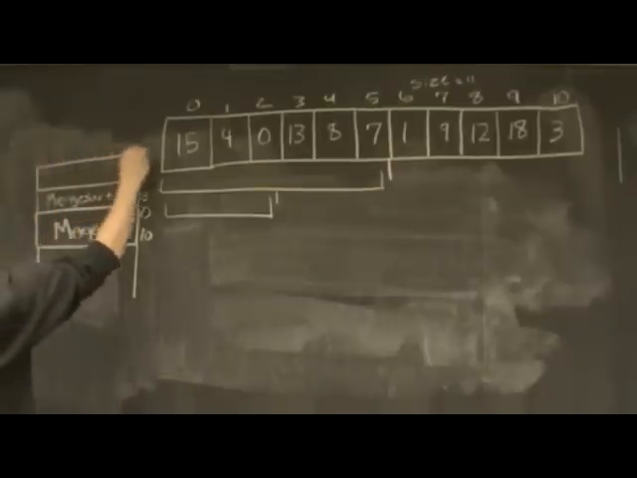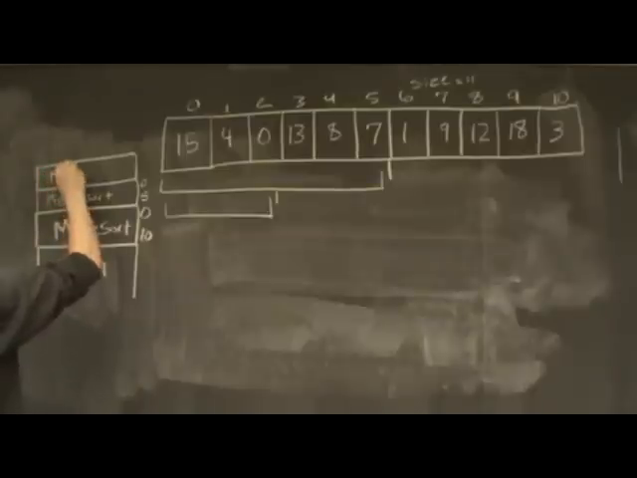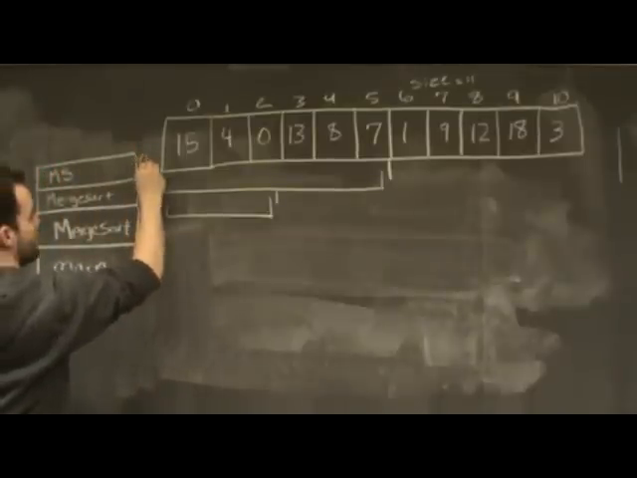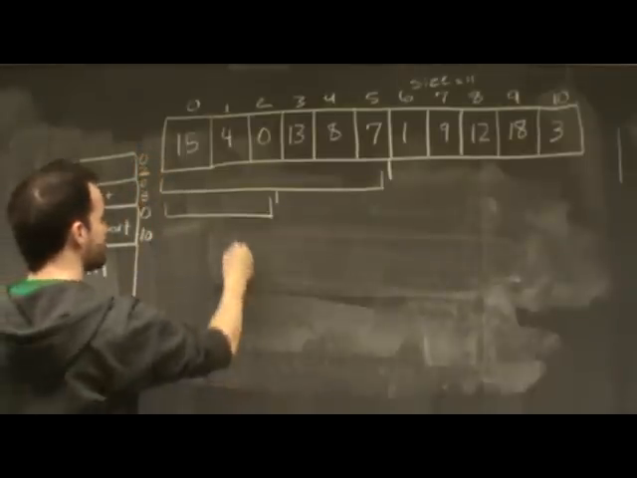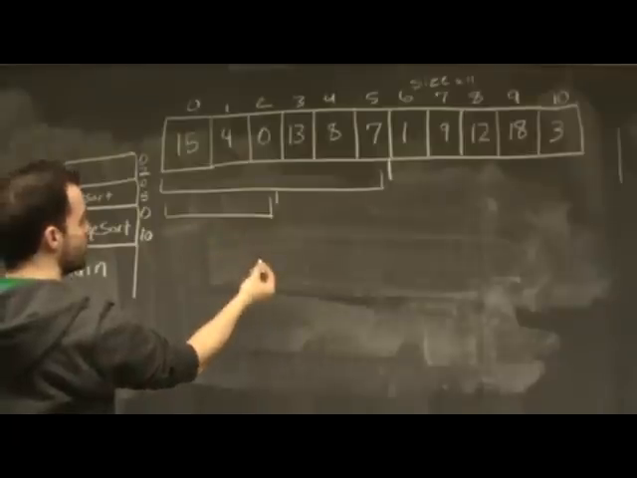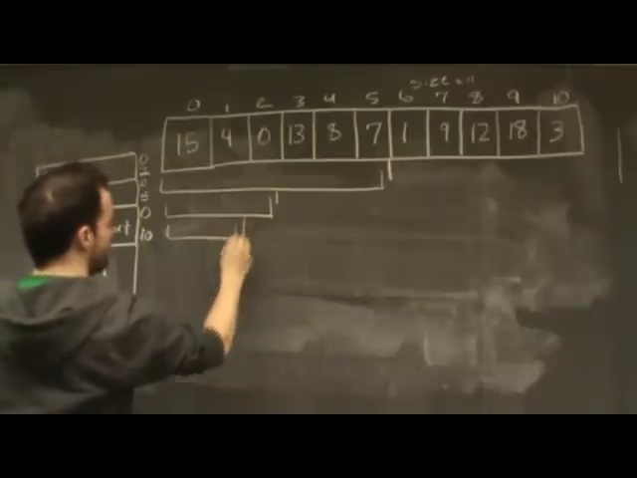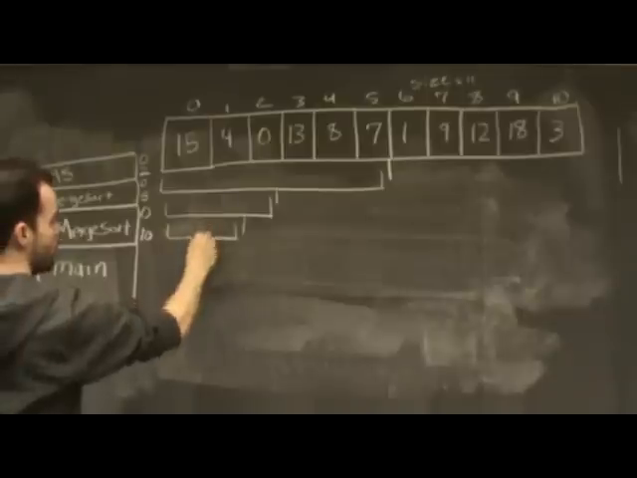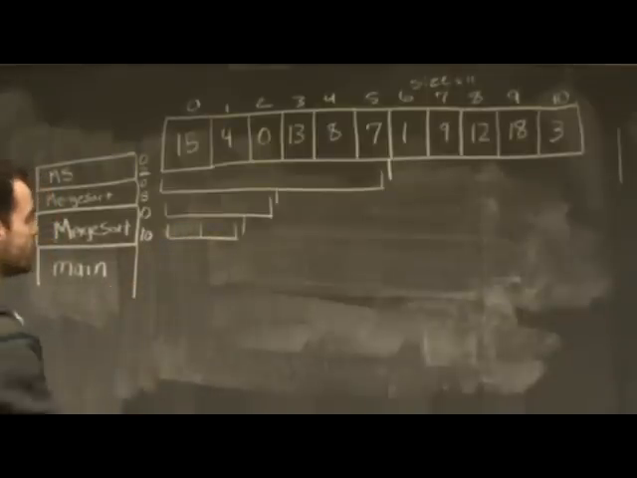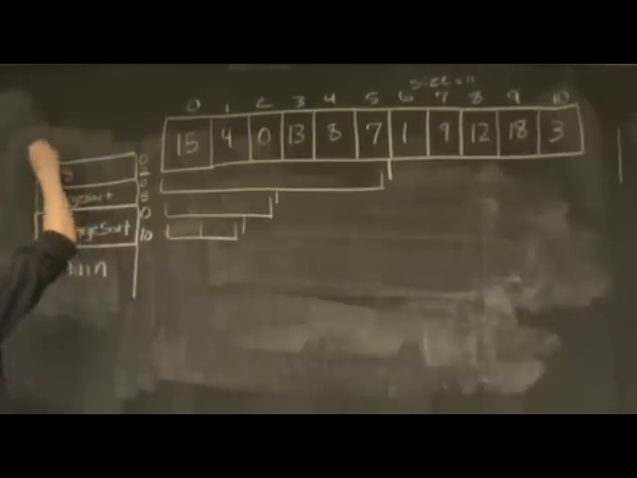Another call appears on the stack. I'm just going to call it MS for short. 0 up to 2. We can still split that. So we're going to take 2 minus 0 divided by 2, which is 1. So we're going to divide here. And then that's size 2. We have basically a 2-element array. So we're going to call merge sort again.